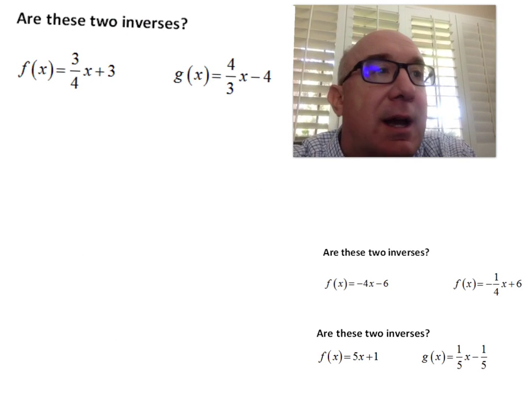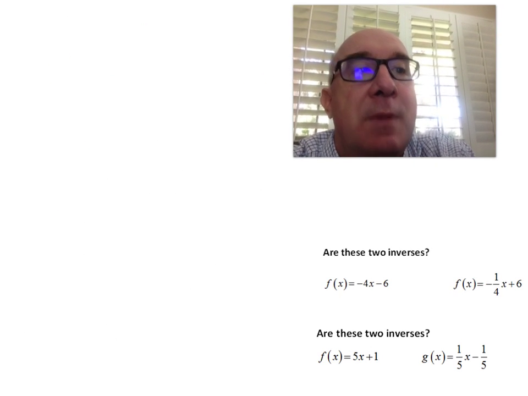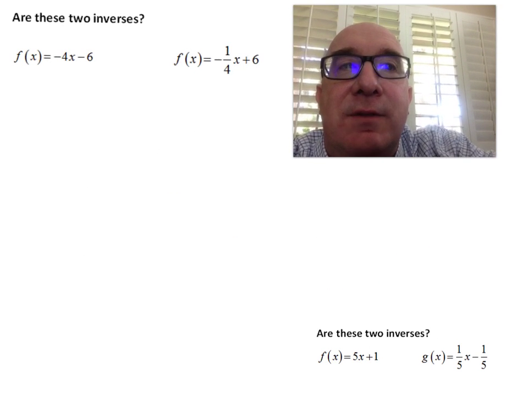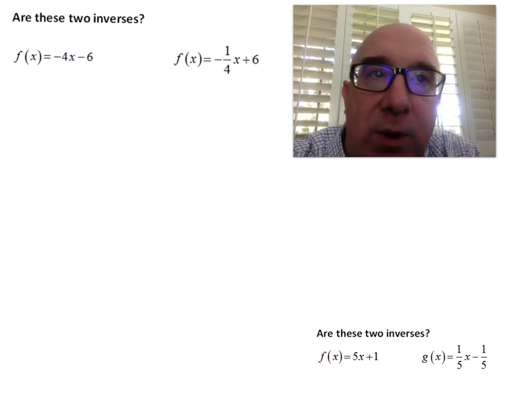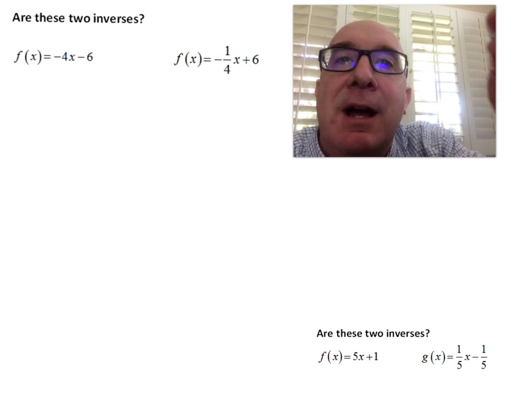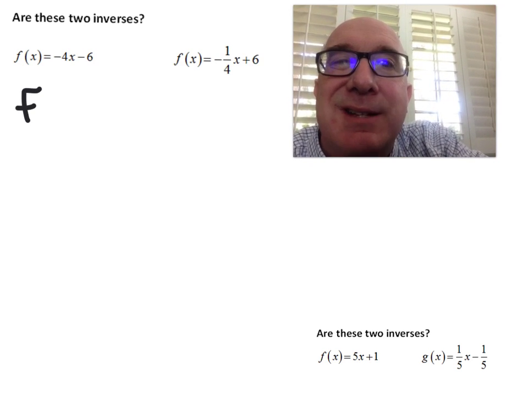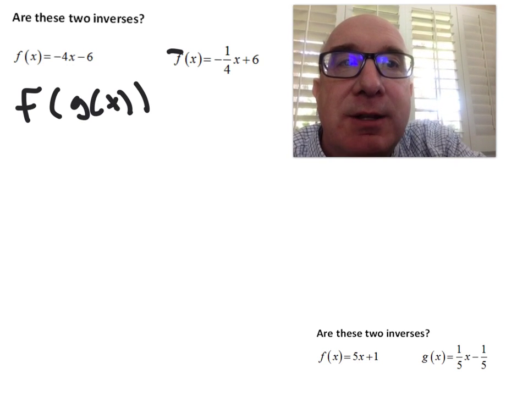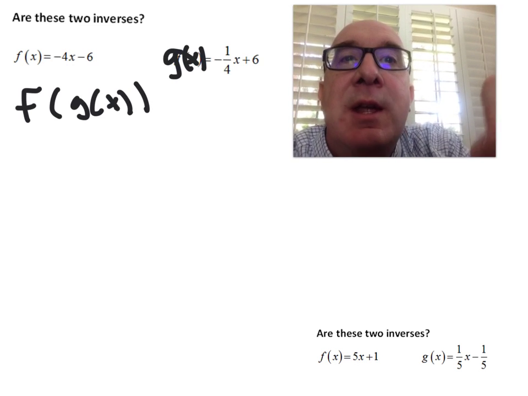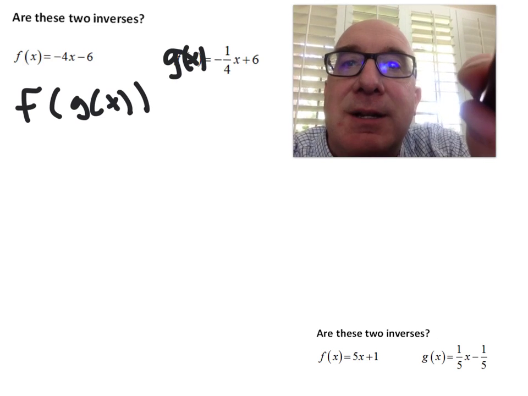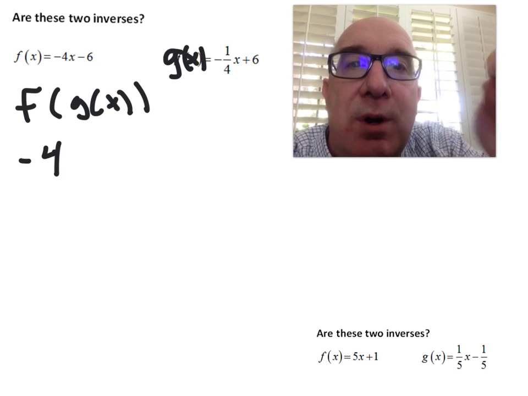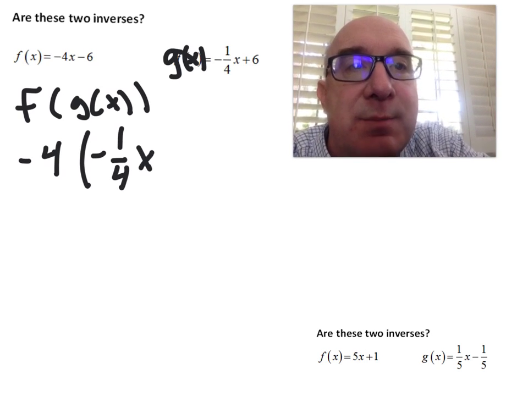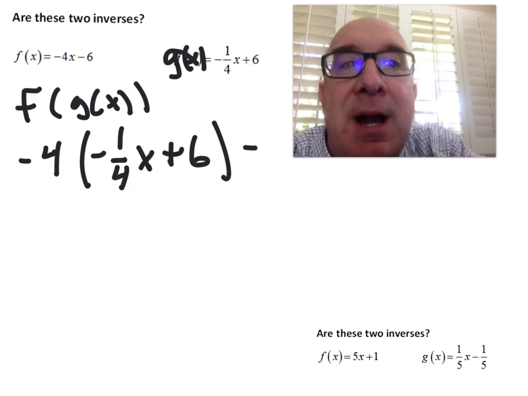Let me take these out of the way here. Let's bring in another one and test it out. These look like inverses. You can kind of see the 4 and the 1/4 and so on. And again, I'm going to plug, oh, that guy's called f of x. He should have been called g of x. Let's pretend that this was g of x. And we're going to put it inside of f of x. And so we have negative 4 times negative 1/4 x plus 6, minus 6.